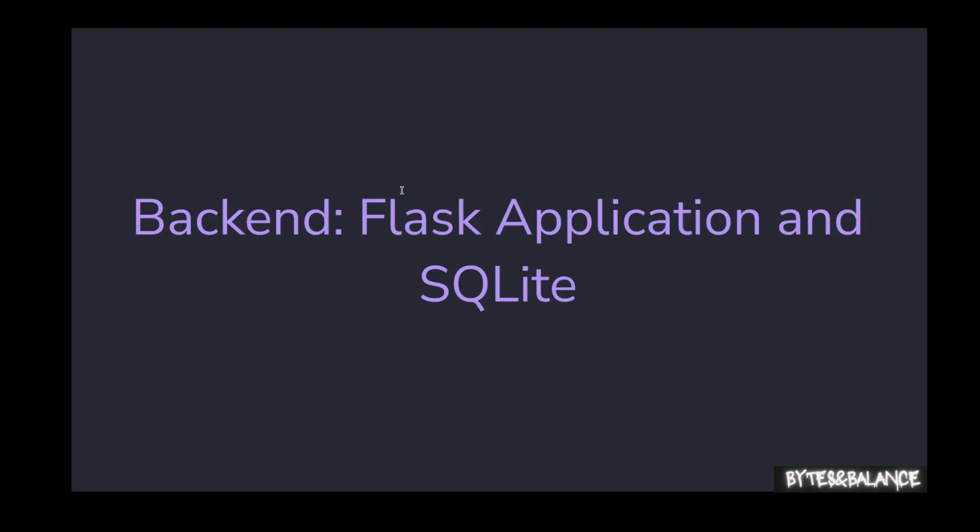We will build our server with Flask and SQLite. An API, or application programming interface, is a set of rules and protocols that allows different software applications to communicate with each other. Think of it as a bridge that enables one piece of software to request and exchange information with another.